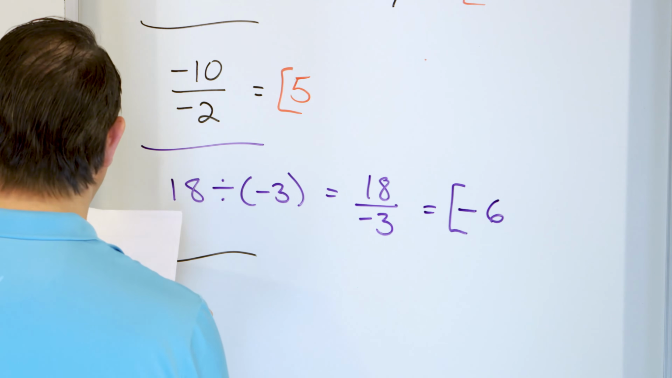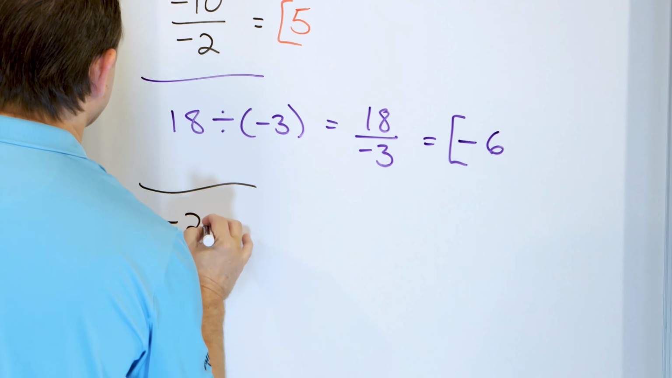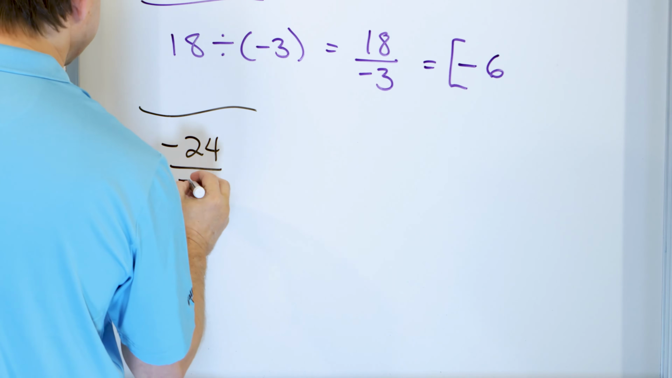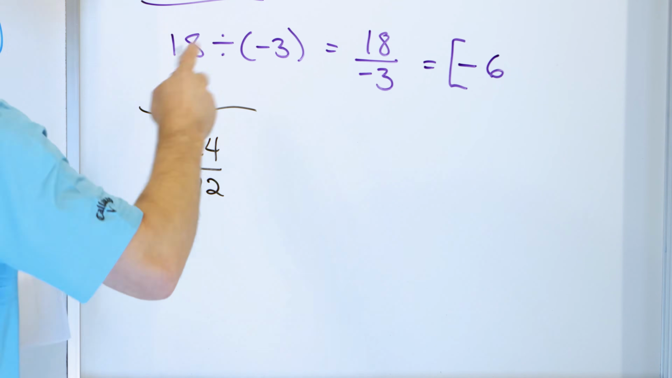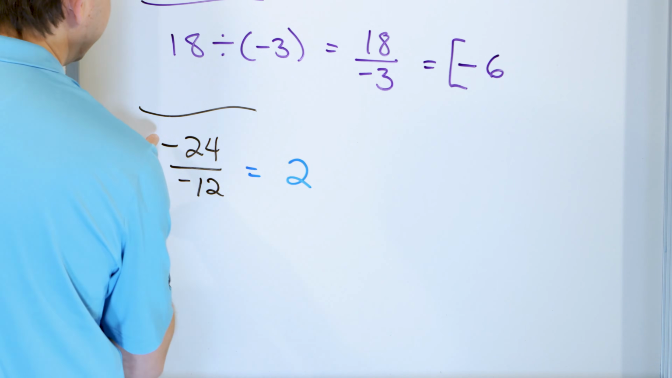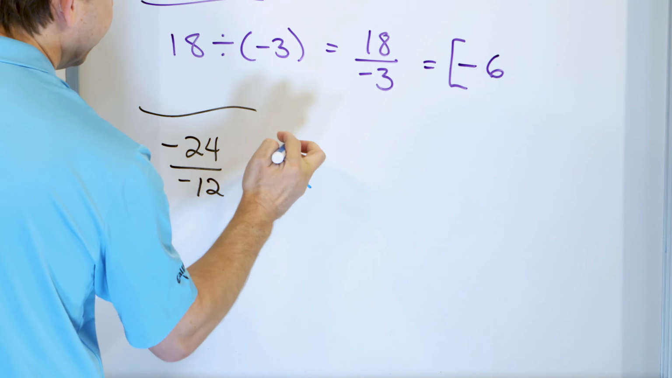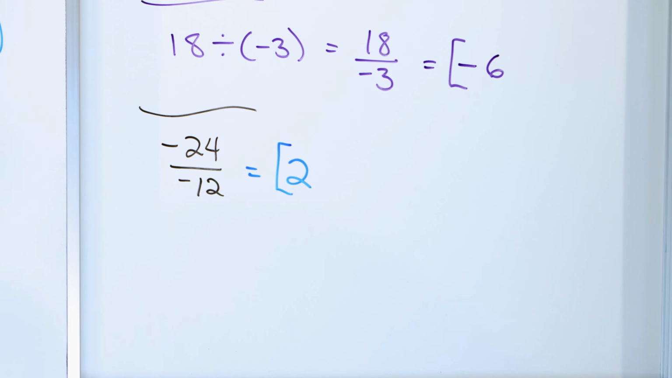And here's our last problem. What about negative 24 divided by negative 12? Well, we know that 24 divided by 12 is actually 2, and negative divided by negative is a positive, so the answer is actually positive 2.